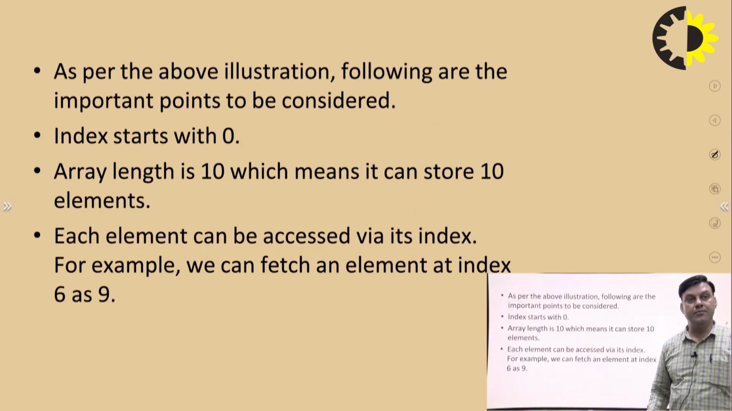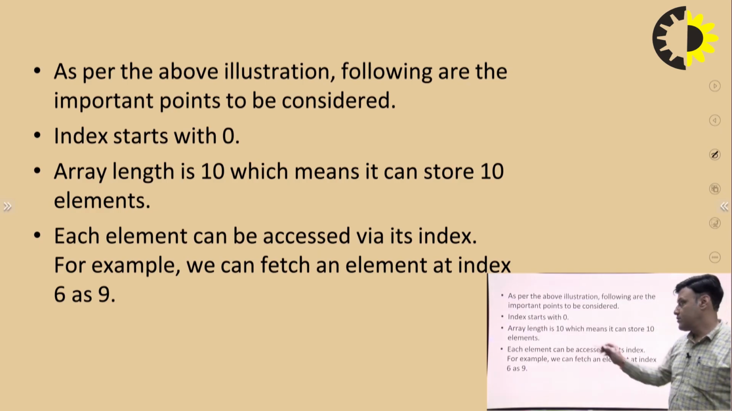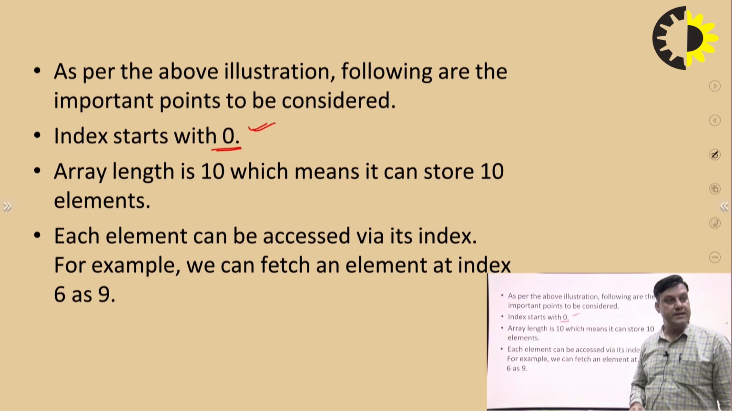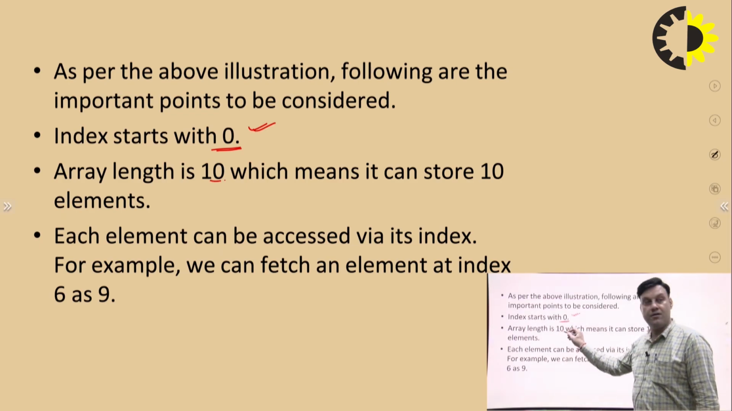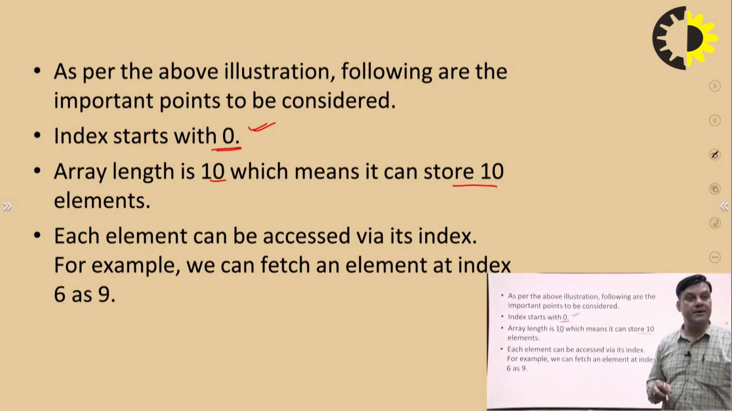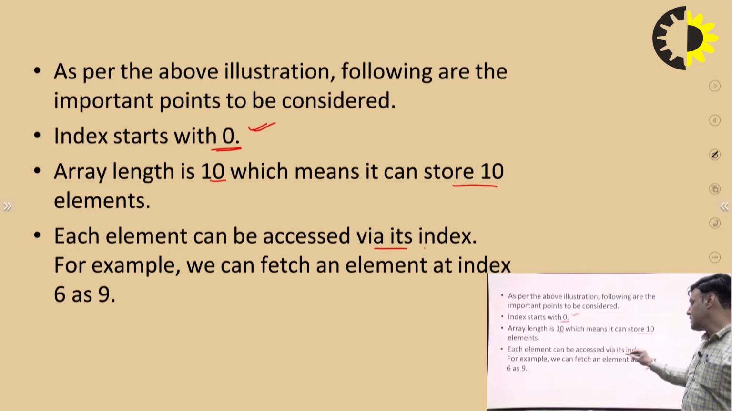Now, as per the above illustration that I have shown you, there are some important points you will have to keep in mind. Key: array starting index is always 0. The length of the array is 10. What does it mean? It means that we can store 10 elements. And each element can be accessed via its index. So you have to keep this in mind.